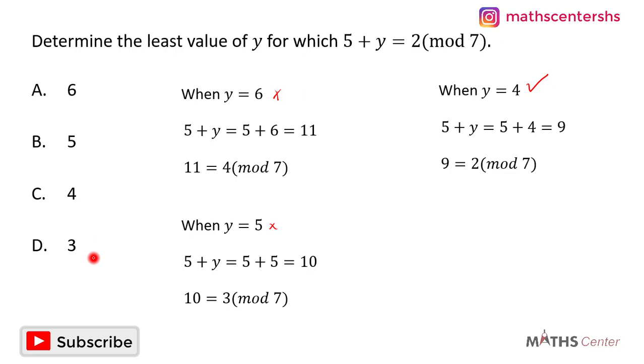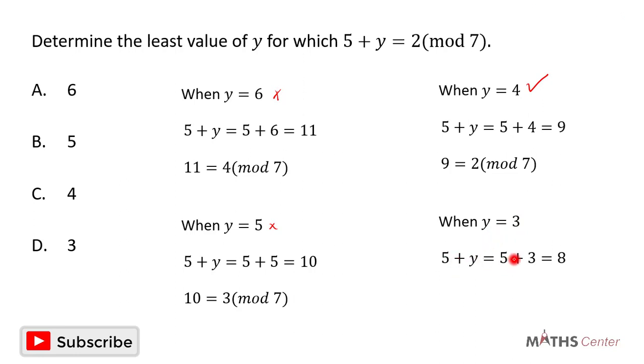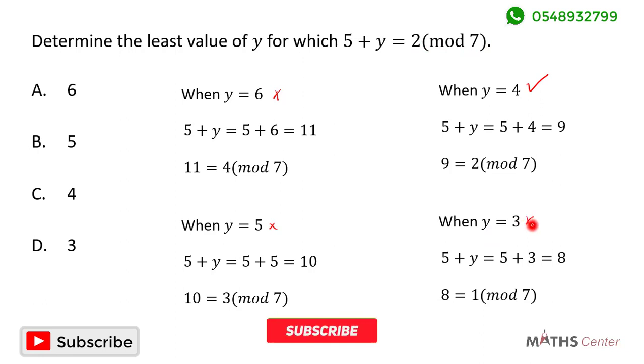Let's check and see if the last one also satisfies. That is when y is equal to 3. When y is equal to 3, 5 plus y becomes 5 plus 3, and 5 plus 3 will give us 8. The value of 8 in mod 7 is 1, because 8 divided by 7 is 1 remainder 1. So the value of 8 in mod 7 is 1. As you can see, y is equal to 3 does not satisfy the equation, because when y is equal to 3, our answer will be 1 in mod 7. The answer we are looking for is 2 in mod 7. So y is equal to 3 does not satisfy the equation.